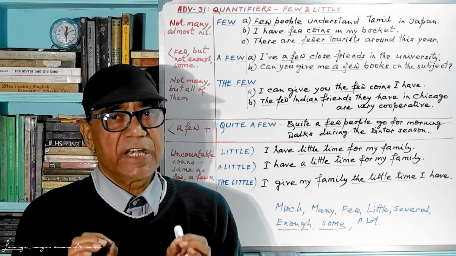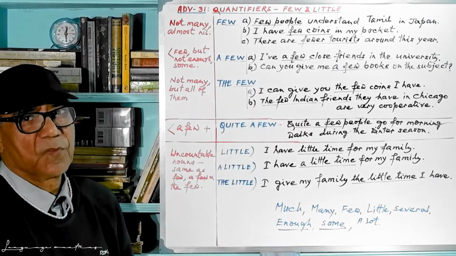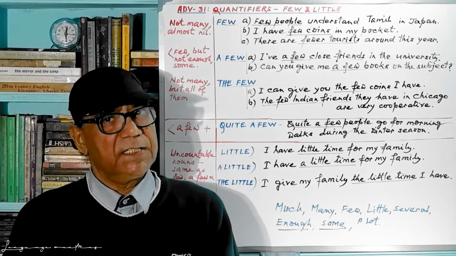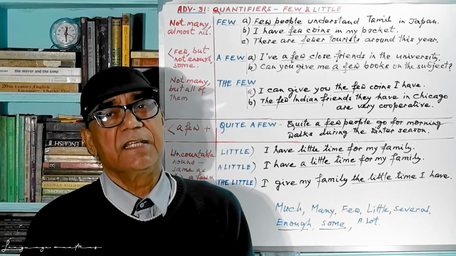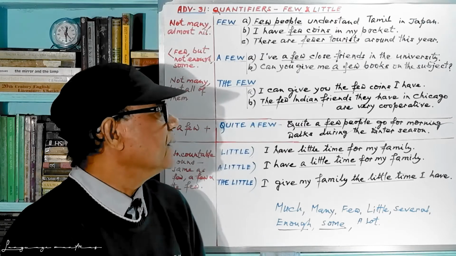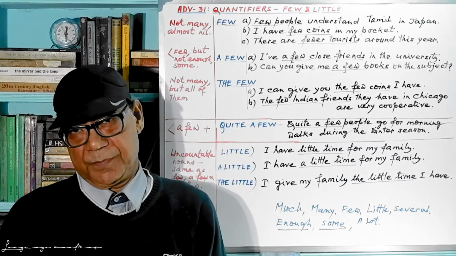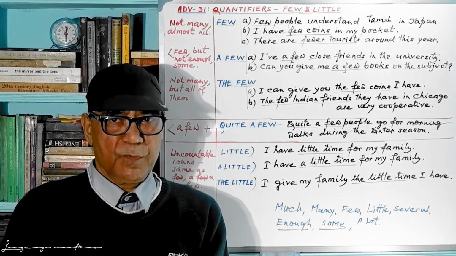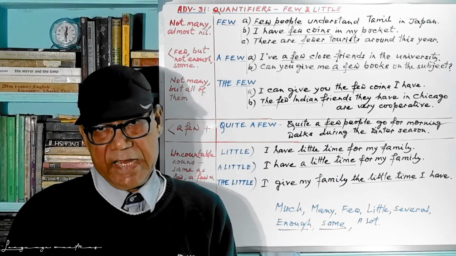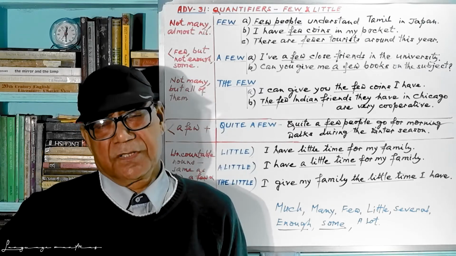The number is negligible. Now come to a few. A few is greater than few, but again, it is an insufficient number, not enough. Example: I have a few close friends in the university. When you are a student at university, at that particular age, you are expected to have many friends.